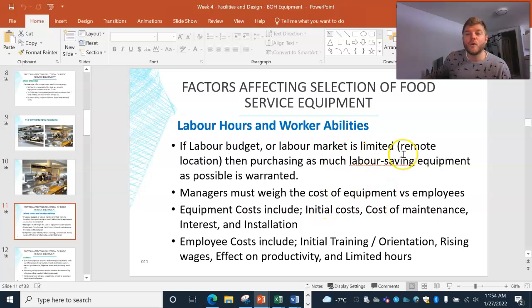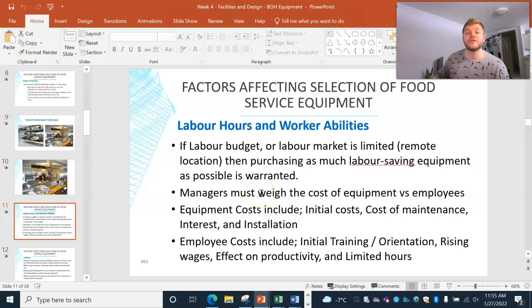such as right now or in remote locations, you may want to purchase more labor-saving equipment, and then that way you can have less people, and you can kind of make sense of the expensive labor-saving equipment that costs several $1,000s. But if you're paying someone $20 an hour, you're paying them $40,000 a year. So if you can cut out one full-time employee by using different equipment, it might make sense for you. Managers must weigh the cost of equipment versus employees.